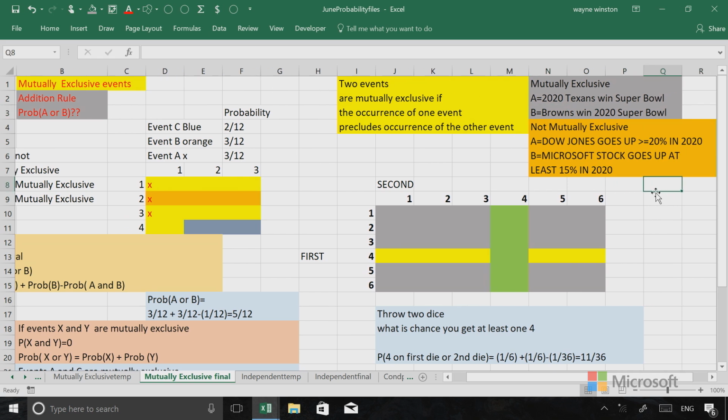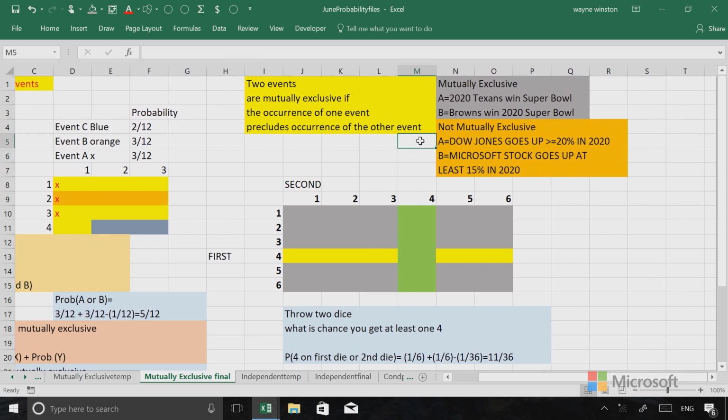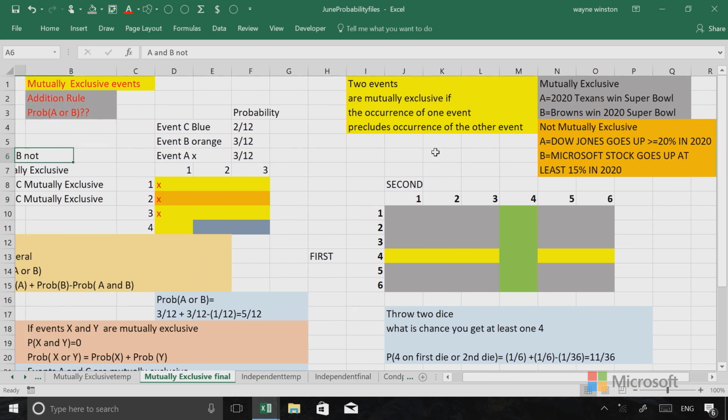Now, here are two events that are not mutually exclusive. Let event A be the event that the Dow Jones Index goes up at least 20% in 2020, and event B, the event that Microsoft stock goes up at least 15% in 2020. Now, those can both happen. The Dow could do really well in 2020, and probably that would mean Microsoft would also do pretty well. So these are certainly not mutually exclusive. So let's do some more examples to cement your understanding of this concept.